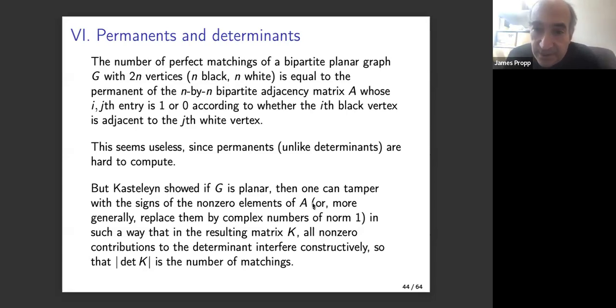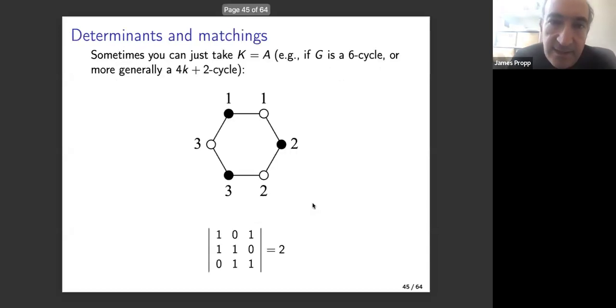But if the graph is planar, then Kasteleyn showed that you can monkey with the signs of the non-zero elements of A, or more generally replace them by complex numbers of norm 1, in such a way that in the resulting matrix K, all the non-zero contributions to the determinant interfere constructively, so that the determinant of K is the number of matchings up to sign, or up to modulus, okay? Sometimes you don't even have to monkey with the entries.